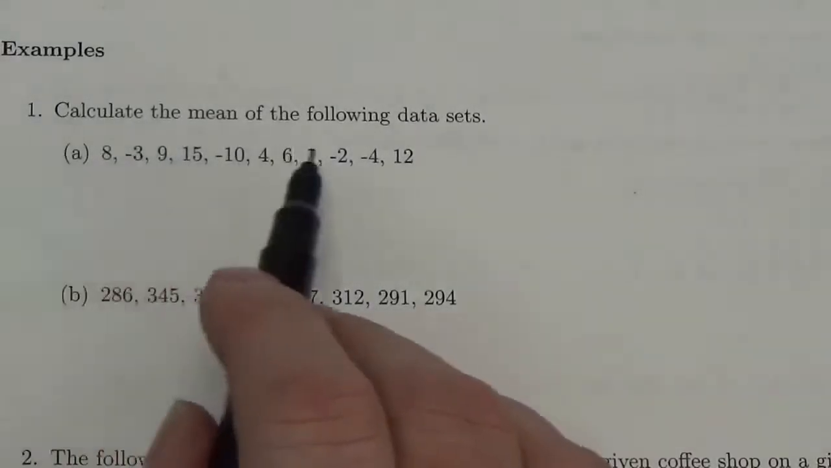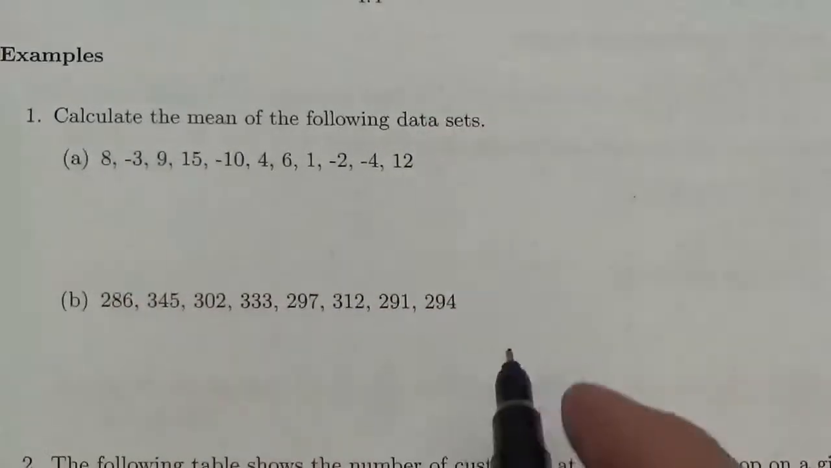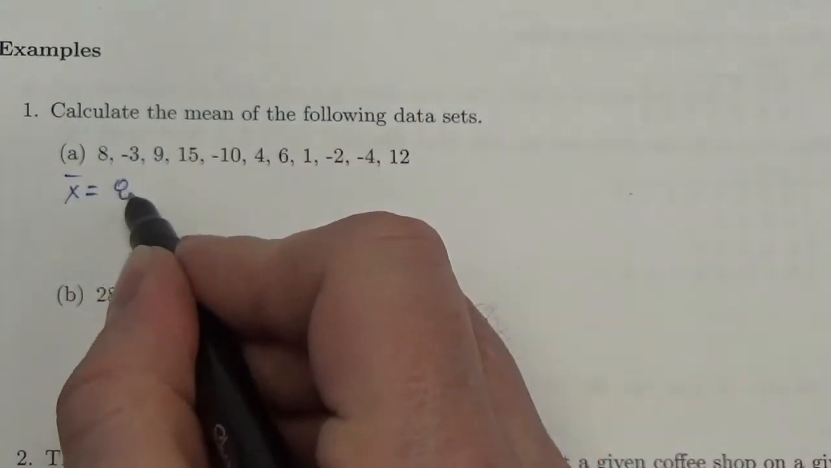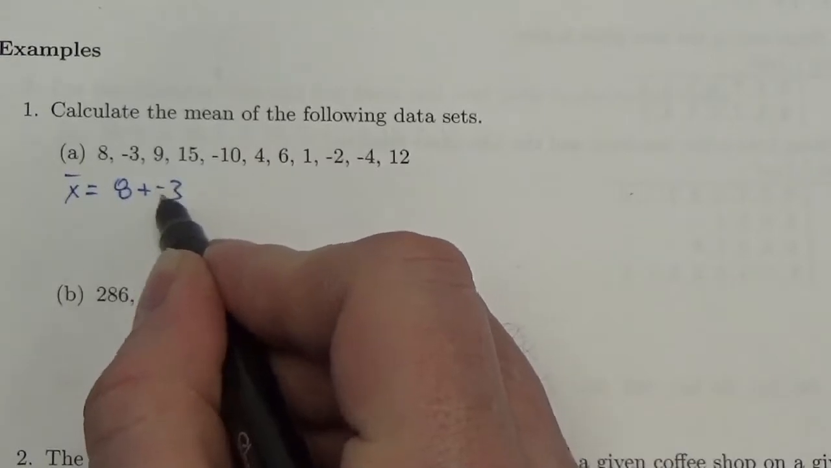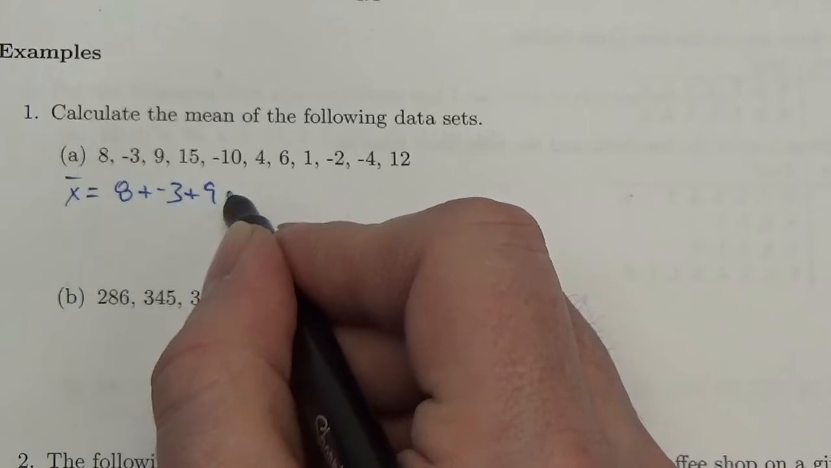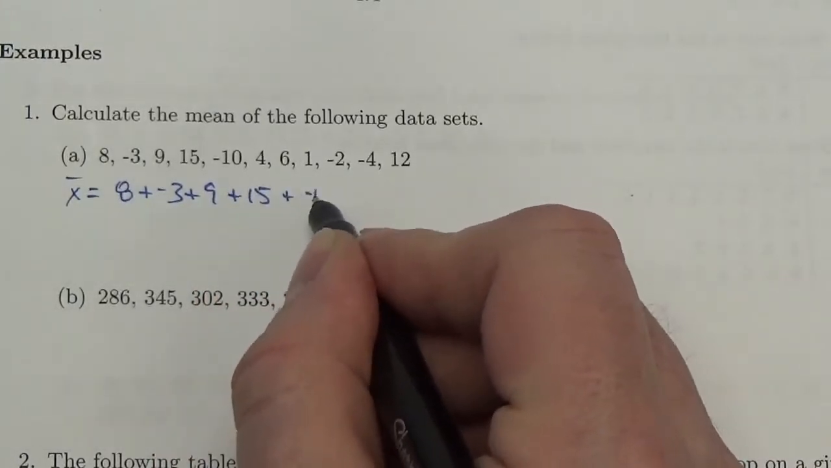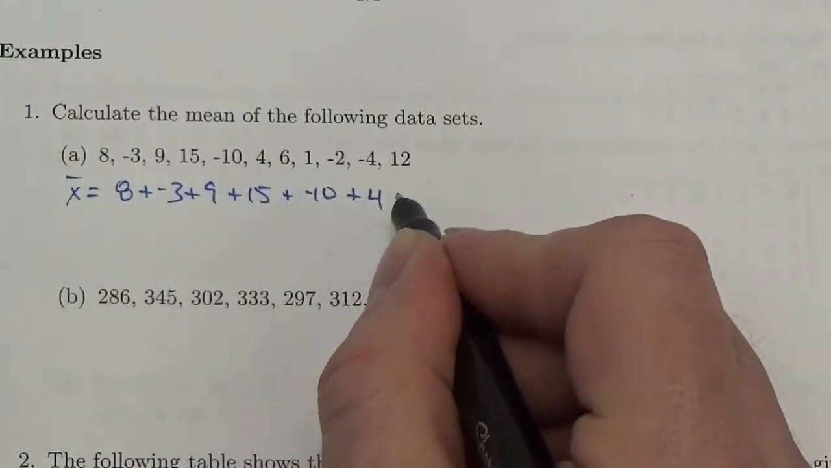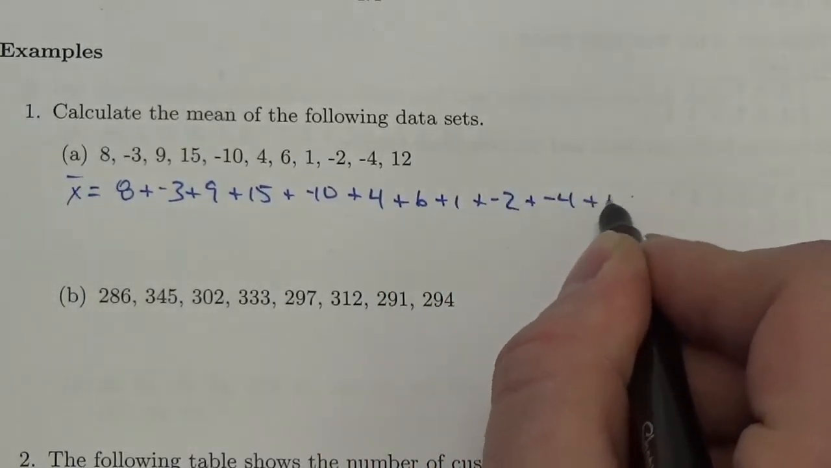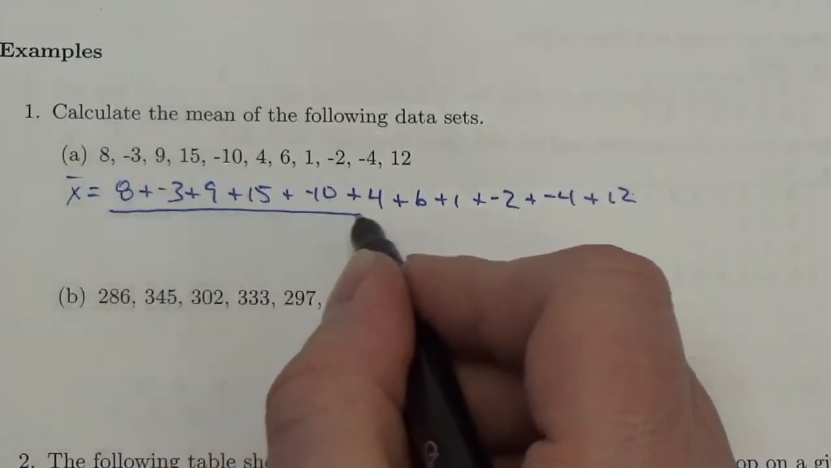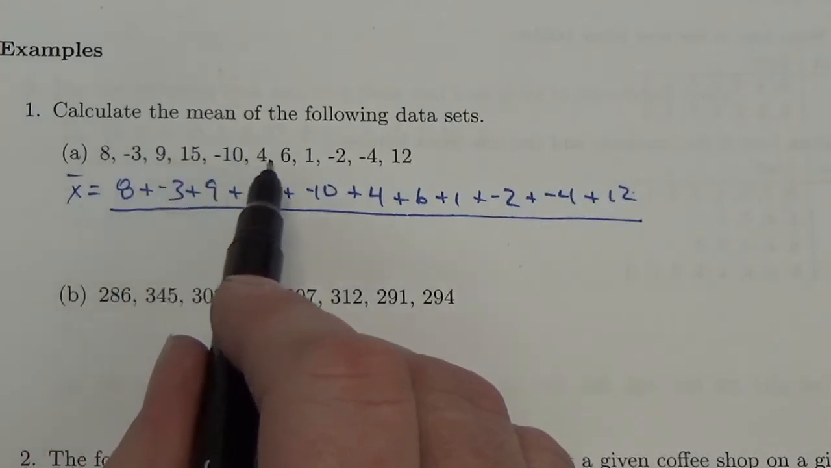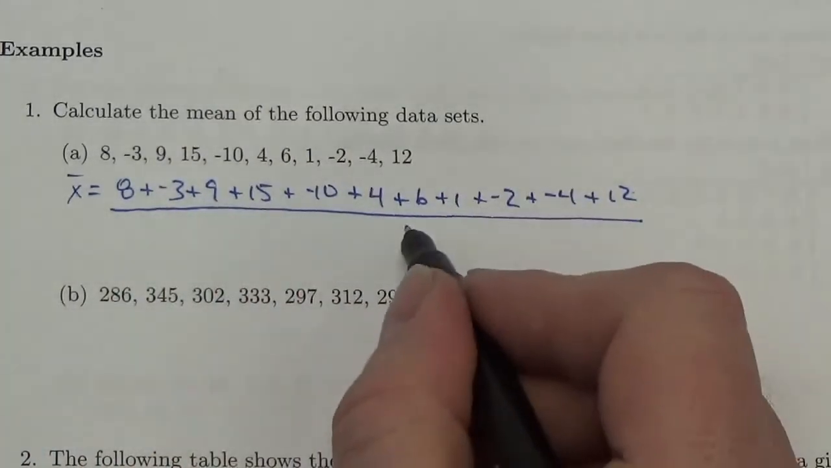Okay, so with this problem right here, it says calculate the mean of the following data sets. We're going to do these two right here. To get the mean, I'm going to add together the data values here. When you see a negative like that -3, that's significant, and that negative is important. So there's the -10 right there, and then we've got the 4, the 6, the 1, the -2, the -4, and the 12 here. We're going to add those all up, and then divide by, how many have we got here? 1, 2, 3, 4, 5, 6, 7, 8, 9, 10, 11. Eleven.